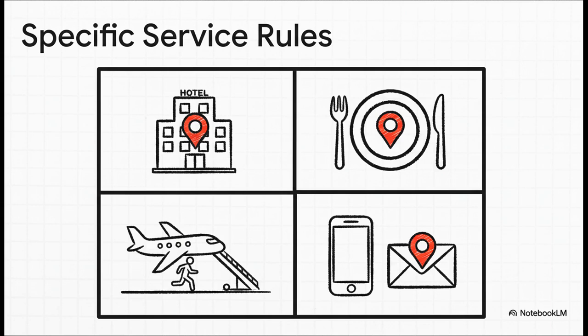But, and this is a big but, lots of common services have their own specific rules that actually override that general one. For a hotel stay, the location is the hotel itself. For a restaurant meal, it's where you ate. For a B2C flight ticket, it's where you board the plane. And for your mobile bill, it's your billing address. You see, each rule tries to find the most logical way to figure out where that service was consumed.